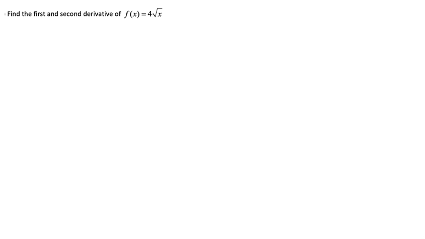Find the first and second derivative of f of x equals 4 radical x. All right, so to find the derivative, we learned the limiting way, right? We can find the limit. F prime of x is going to be the limit as h approaches 0 of f of x plus h minus f of x all over h, right? That's going to be the derivative.